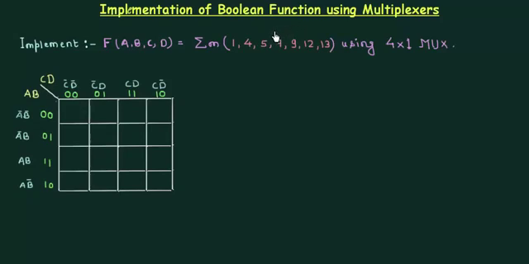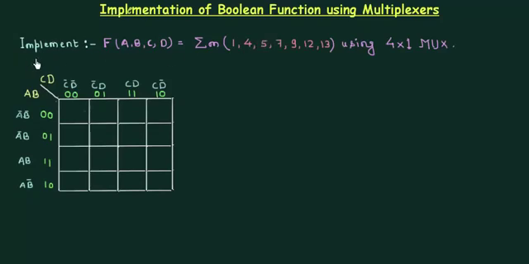Why is it important? Because when you do the implementation, you require different gates and wires to connect these gates. But in the case of multiplexers, you just need a single IC, because this 4x1 mux, 8x1 mux, 16x1 mux, etc. come in a single IC package. So you do not require different gates, you do not require wires, and it's very simple because only a single IC is used to implement the Boolean function. So let's move to it without wasting any time.